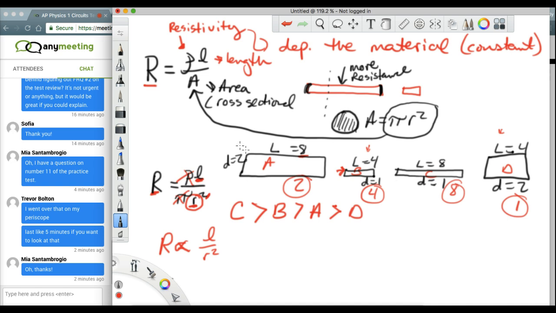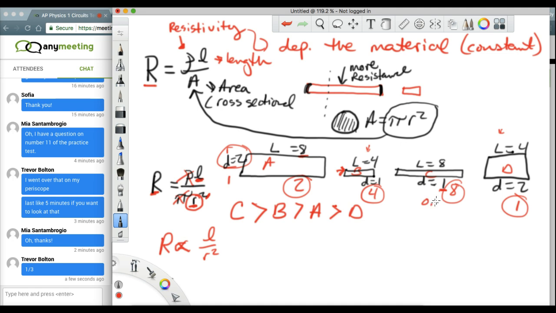And I have a lot of people asking me, well, but that's D, that's not R. Well, let me ask you this. If D is decreased by half, what does R decrease by? Well, R for this would be 1, and R for this would be 0.5. So what did R decrease by? It decreased by a factor of a half as well. So it really doesn't matter.